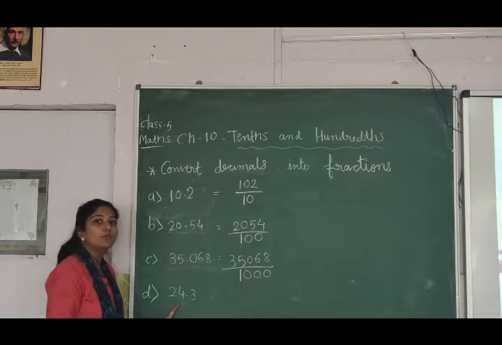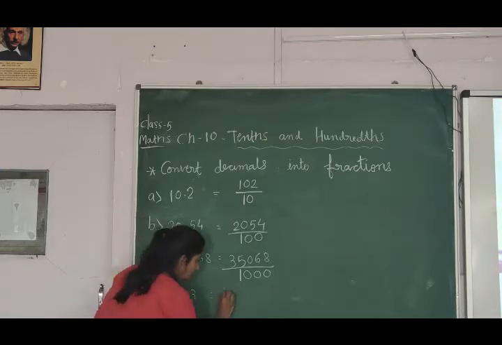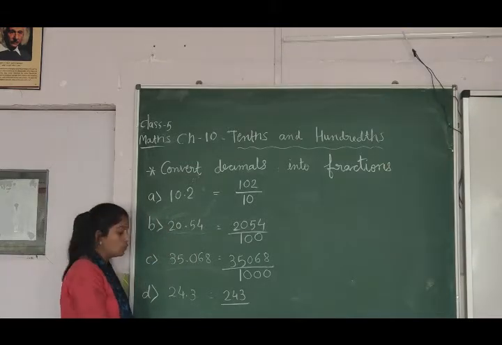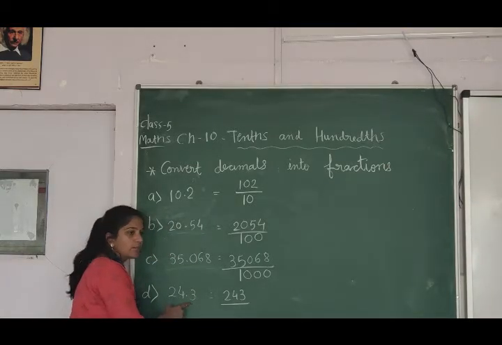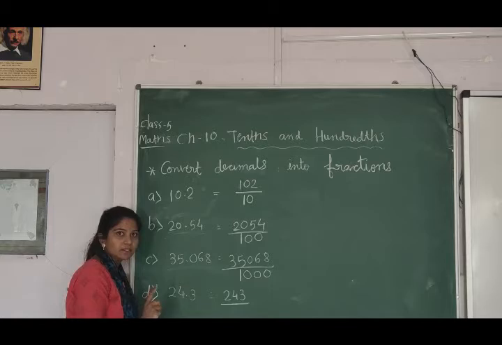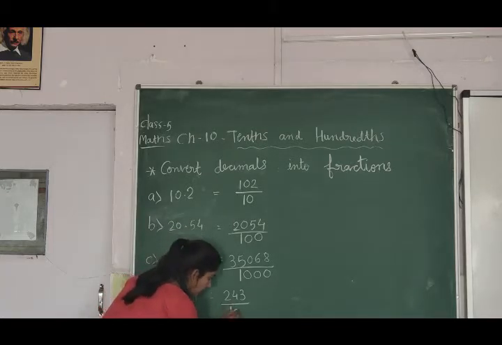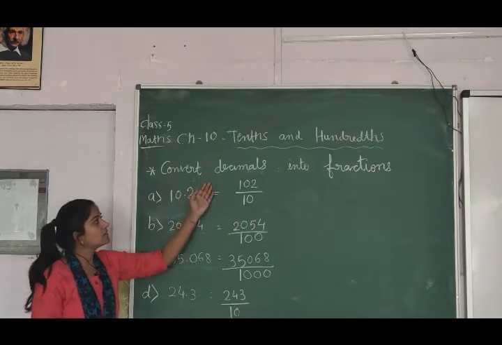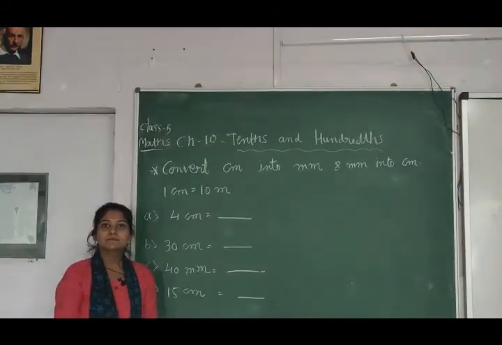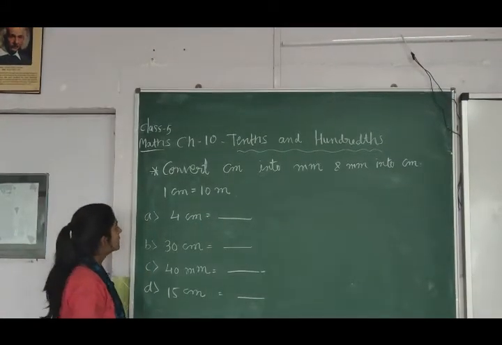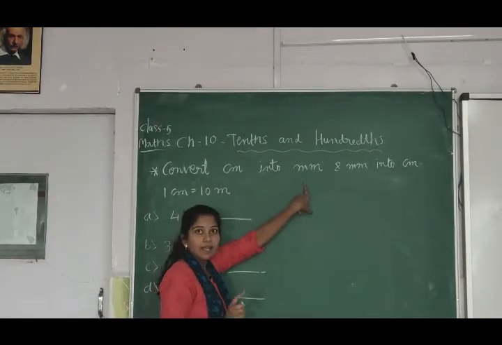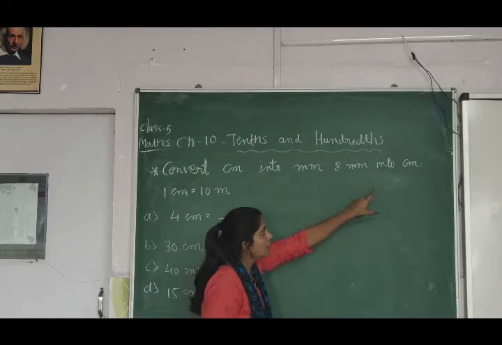Now 24.3. Remove the decimal point, and for the denominator look at the digits after the decimal point. Here there is 1 digit, so you write 1 and 0, which is 10. So here we have converted decimals into fraction form. In the third exercise you have to convert centimeter into millimeter and millimeter into centimeter.